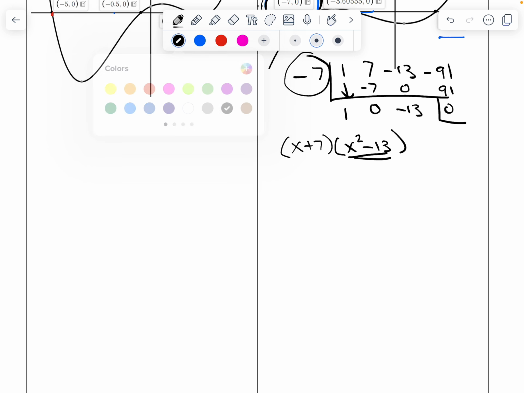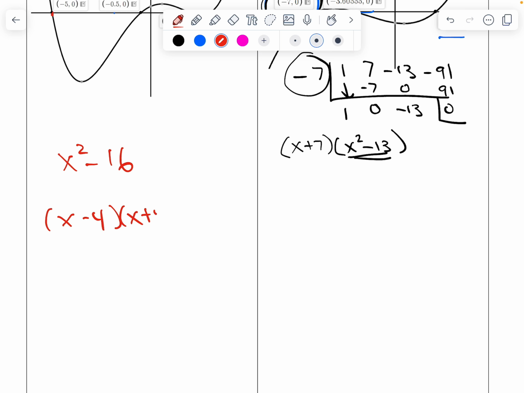Let's do a couple of difference of squares just to refresh our memory. We'll go back to this question. Let's work over here. Let's say you have x squared minus 16. That's going to be x minus 4, x plus 4.